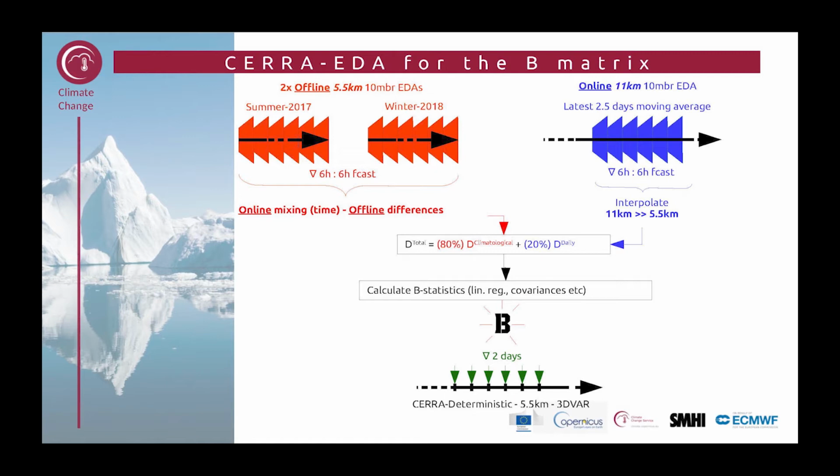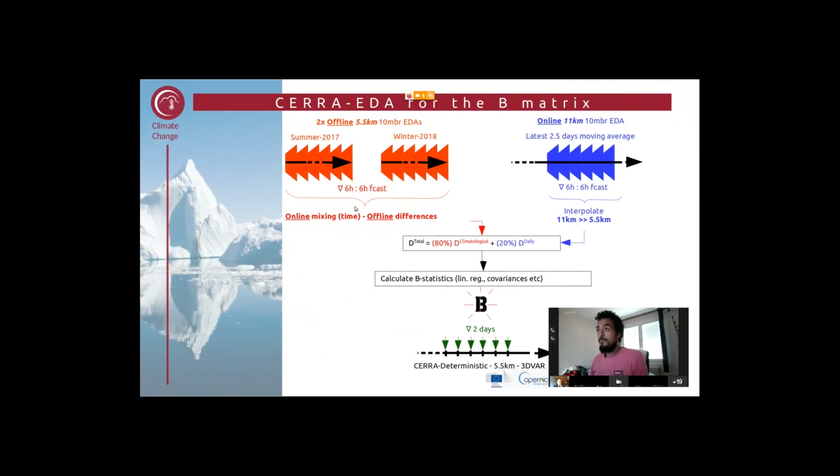One EDA was meant to represent the summer period, so we used a 2017 summer period, and the other one was meant to represent the winter period. And when I say here the online mixing, and then I put time of offline differences, these EDAs were run offline at high resolution at 5.5 kilometers, because a 5.5 kilometer EDA is very expensive. And we mix as we move through time.